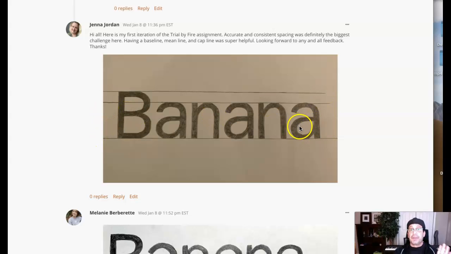It's not. And therefore, we have this kind of problem where this A is bigger than this one. The reason is that the baseline seems to be somewhat level, but the mean line is slanting down a little bit. So you have no choice but to follow your guides, which is reducing the sizes of your letters as we move through the word. So what you want to do is make sure you establish good, solid, consistent spacing between the baseline and the mean line. And again, between the mean line and the cap line, those should be perfectly parallel.